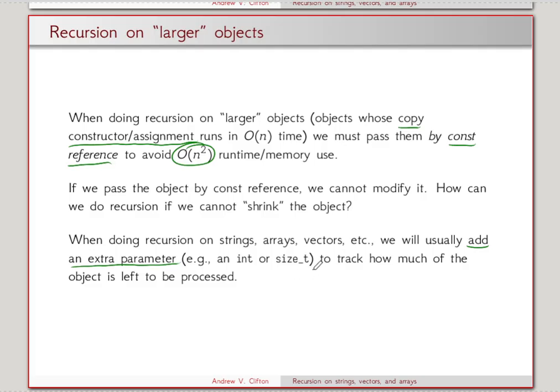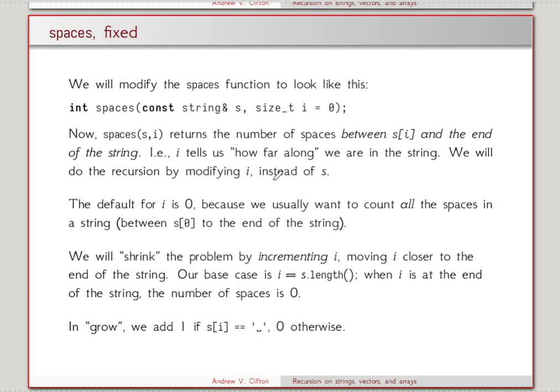So instead of literally shrinking the string, we will modify the int to say, okay, I've processed an extra character, now there's one less thing to be dealt with. And an int doesn't take time to copy. Copying an int or a size_t if you want to do that, that is just a constant time operation. So that'll eliminate the hidden O of n term. So we're going to modify our spaces to look like this. Our string is going to get passed as a const reference, and then we're going to pass this extra parameter i to keep track of how much of the string we have looked at.